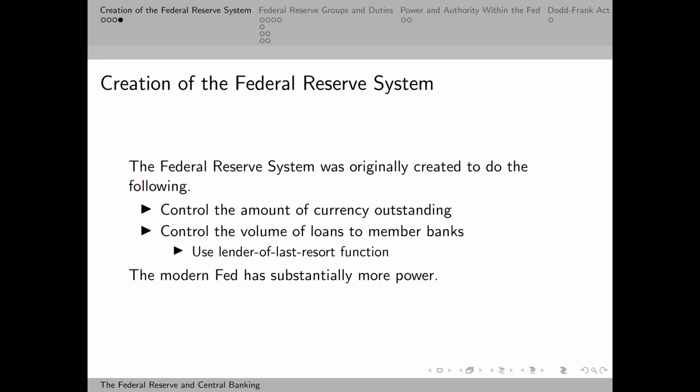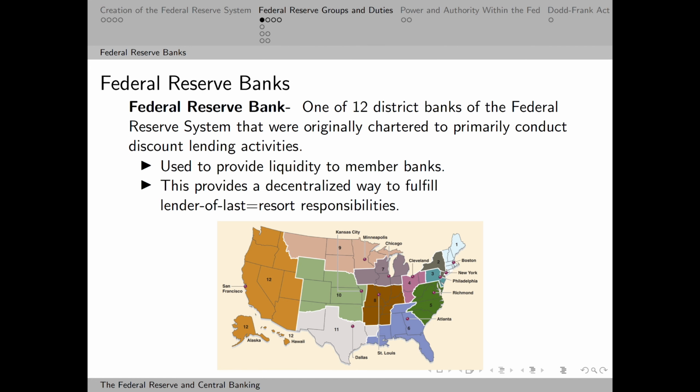And the Federal Reserve System was originally created to do the three following objectives: to control the amount of currency that was outstanding in the US economy, to control the volume of loans to member banks, and implicitly to use the lender of last resort function. However, the modern Fed, as the financial system developed, gained substantially more power. But let's look at the groups and duties that the Federal Reserve Banks have.